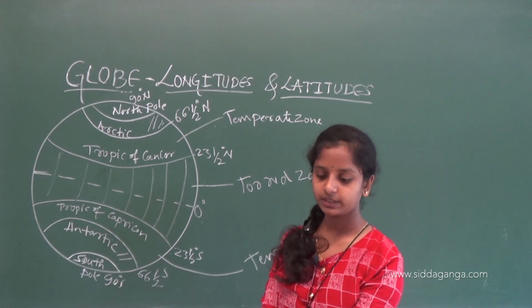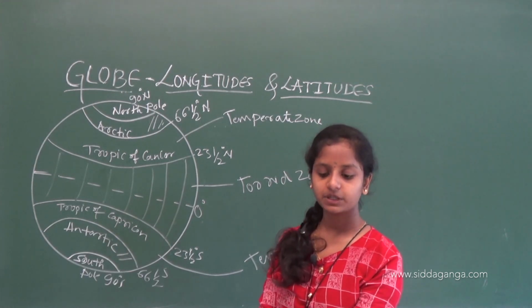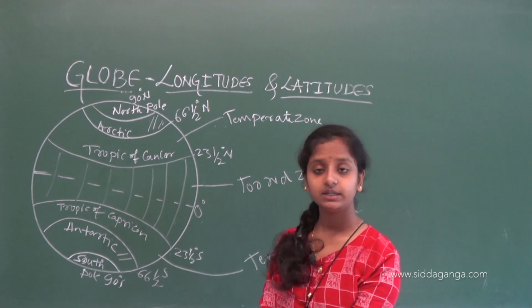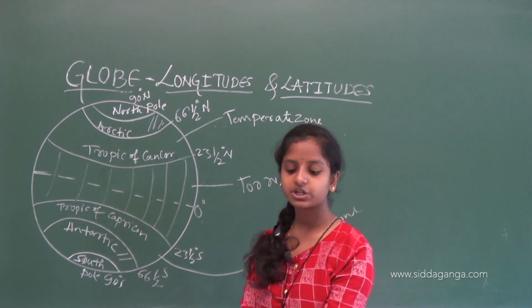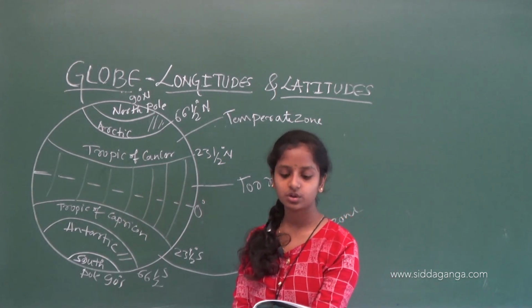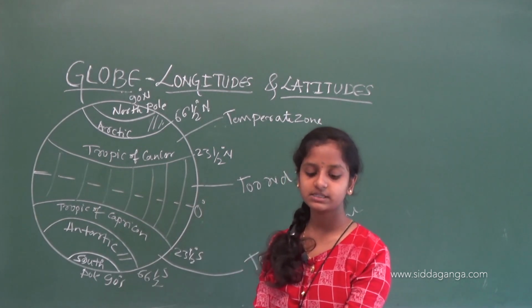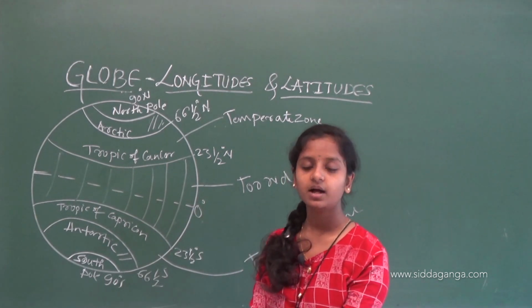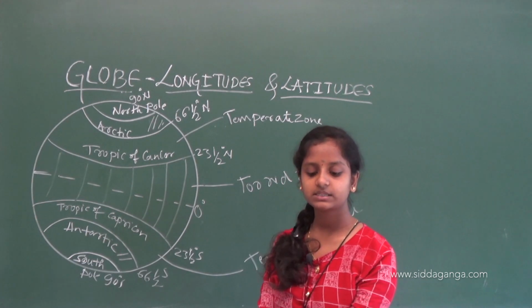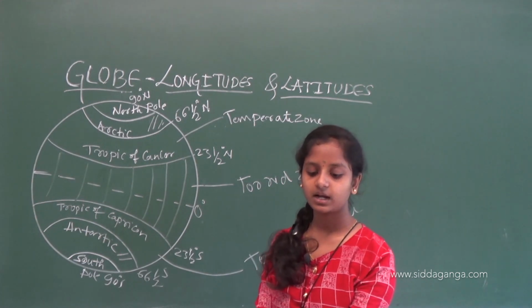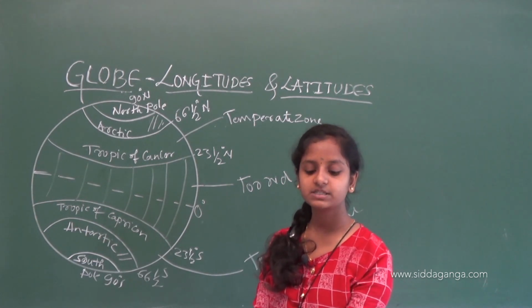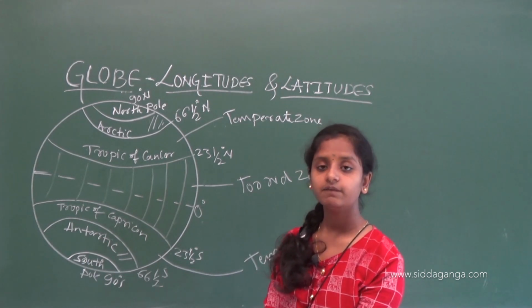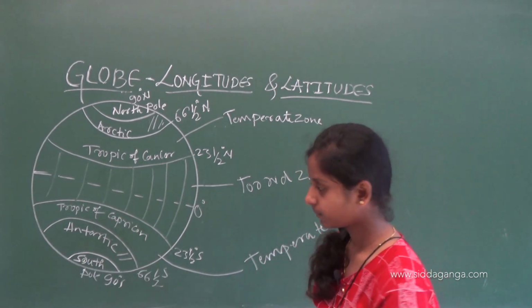It is because here the sun does not rise much above the horizon. Therefore its rays are always slanting and provide less heat. These are therefore called the frigid zones, or the very cold zones.